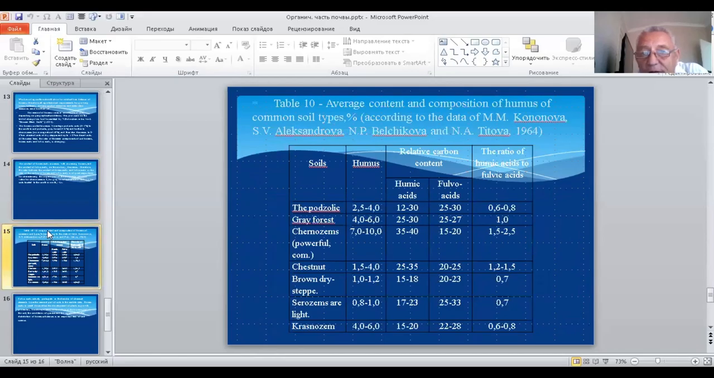Table 10, average content and composition of humus of common soil types, in brackets according to the data of Kononova, Alexandrova, Bilchikova, and Titova, 1964. On the slide, you see soil, humus content, related carbon content, humic acid, fulvic acid, and the ratio of humic acid to fulvic acid.